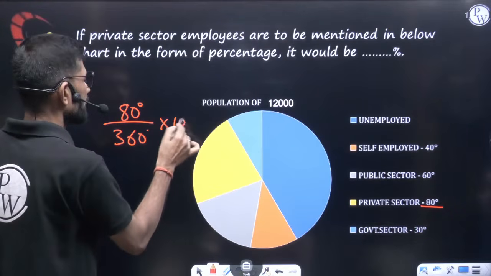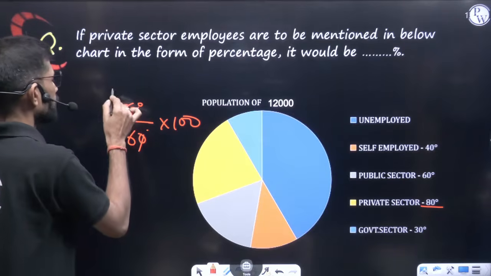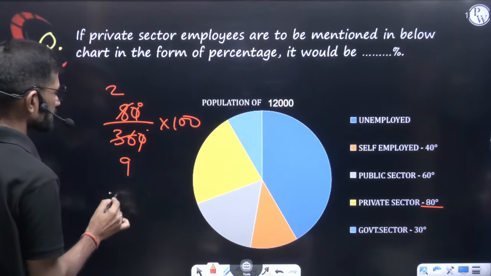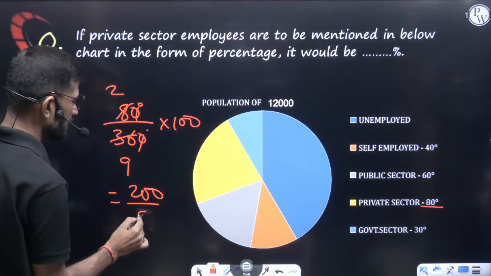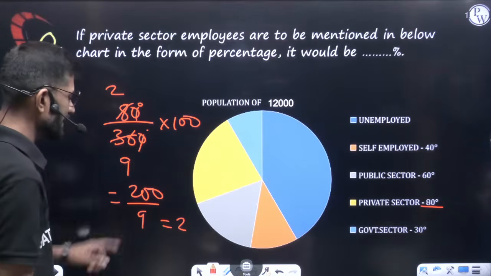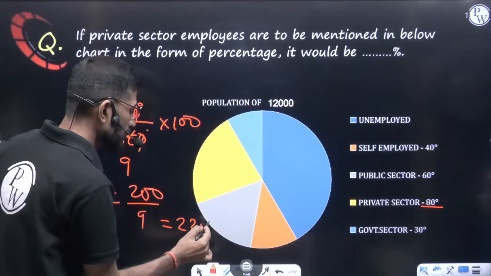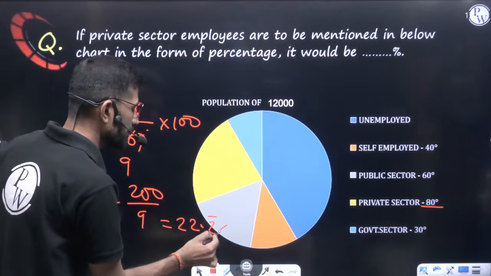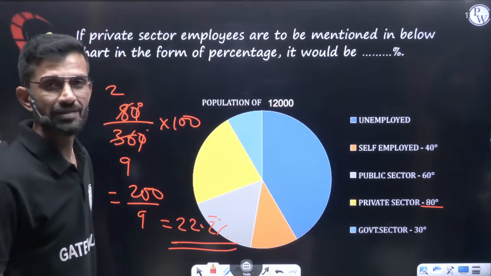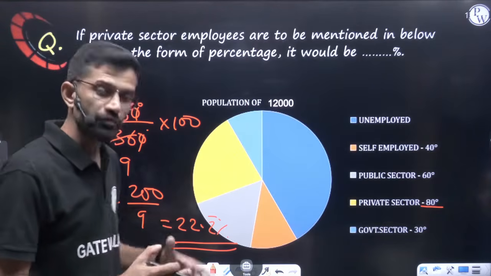So into 100. So the zeros cancel. 4 2s are 8, 4 9s are 36. So this will be coming somewhere around 200 by 9, which is equal to 9 2s are 18, remainder 2, 20, 9 2s are 18, remainder 2, 20. So 22.2222 bar percent. Okay, so 22.2 bar percent. This is the answer. So this is how we deal with the question.